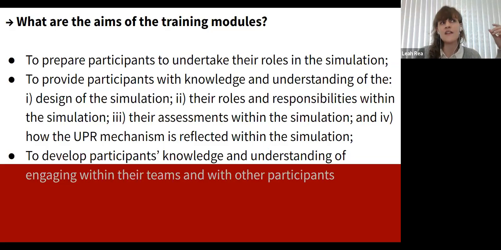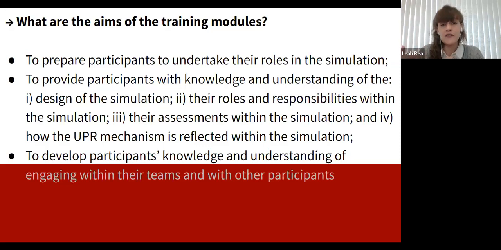So understanding if they are a state delegation, what does that mean for the simulation? How is that reflected in the actual UPR? What does that mean in terms of their interaction with teams which are NHRIs, INGOs and other states? And the same for NHRIs and NGOs, understanding their different pathways in the simulation and how that reflects the real world UPR mechanism. Understanding the various assignments in the simulation, but equally why they might slightly differ for each team.